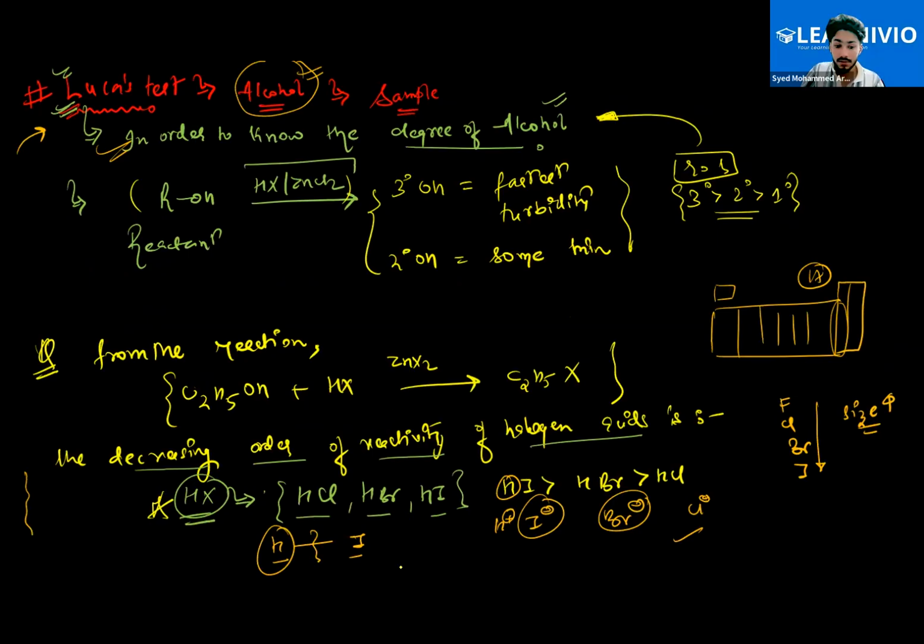The reason is that the size of the anion will be larger as you go down the periodic table. If you compare the size in the halogen series, iodine has the highest size, and because of the highest size of iodine, the bond will easily break down. If the bond easily breaks down, then the protonation will take place faster, in a shorter interval of time. So this is the reason I'm telling you.